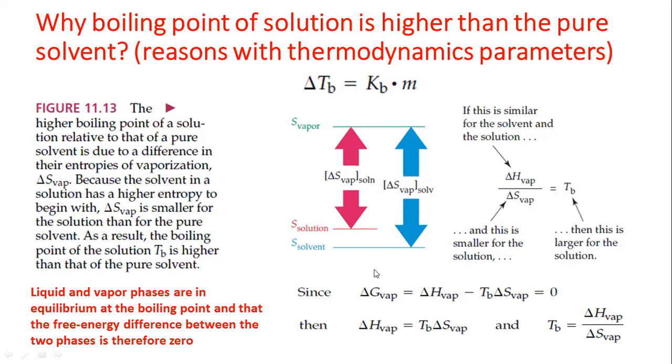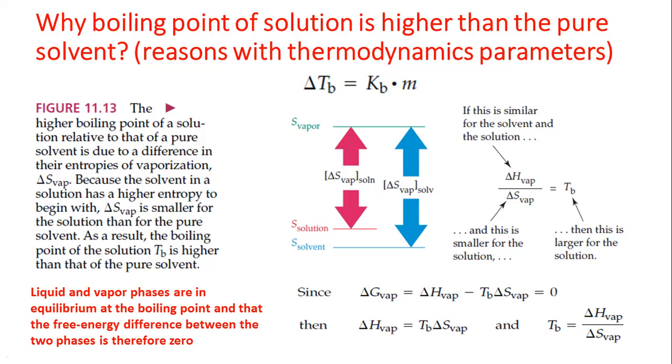So first look at the change in entropy. The entropy of the solvent is least, and when you add a solute into the solvent, it forms a solution and the randomness will increase. So the solution has more entropy as compared to the pure solvent. And when these are evaporated, the vapor phase always has more entropy as compared to the solution and the solvent, because this is in the gaseous phase.